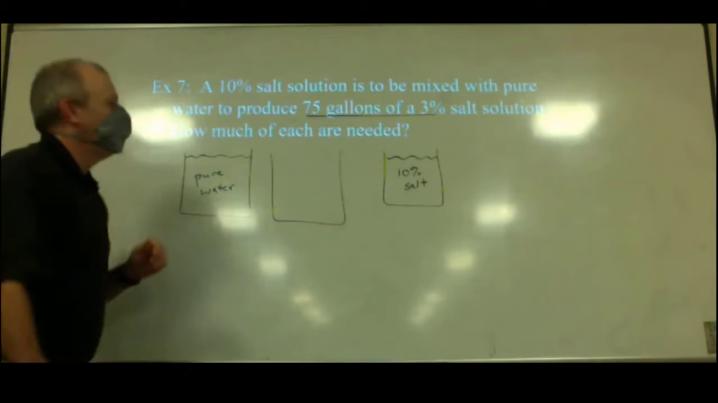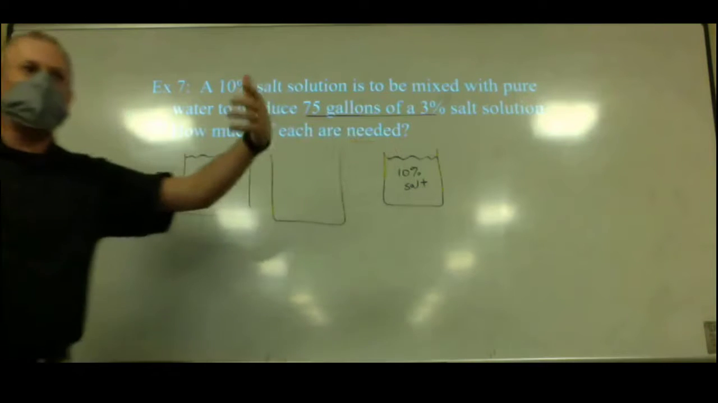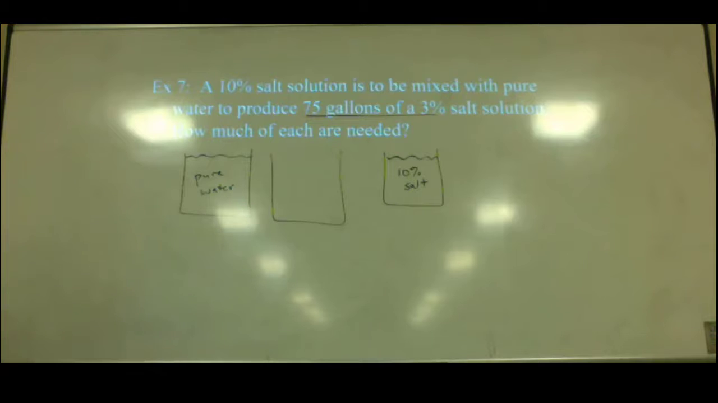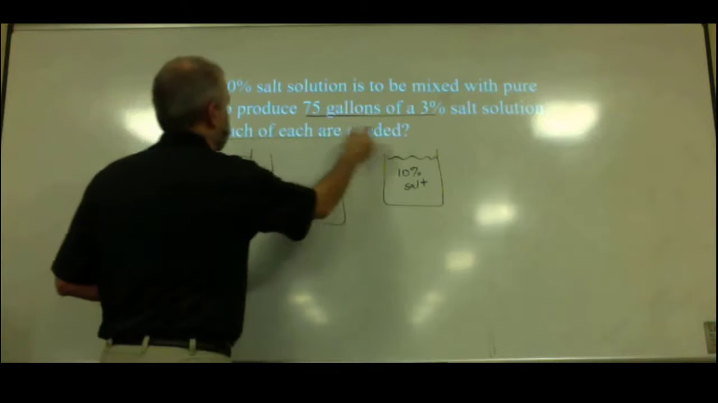All right, so let's see if we can set this up. How much of each solution is needed? What are these variables going to represent that we're going to choose? Last time it was the number of people for basic and the number of people for deluxe, right? This time, what is the question asking? How much of each, water and salt solution, are needed?